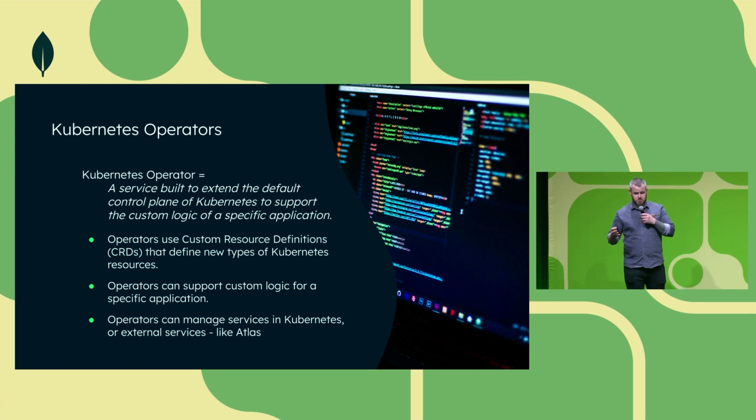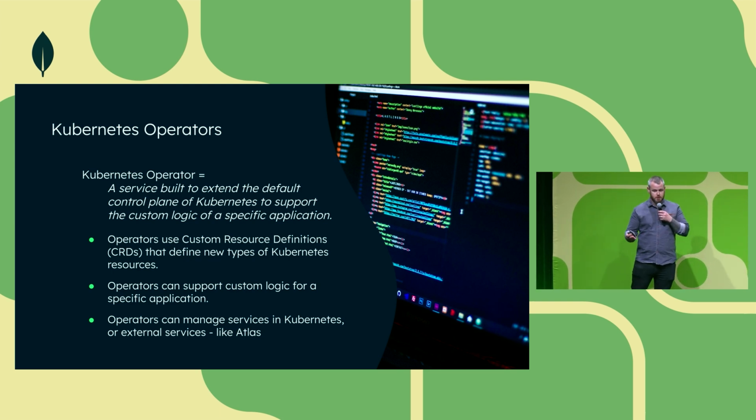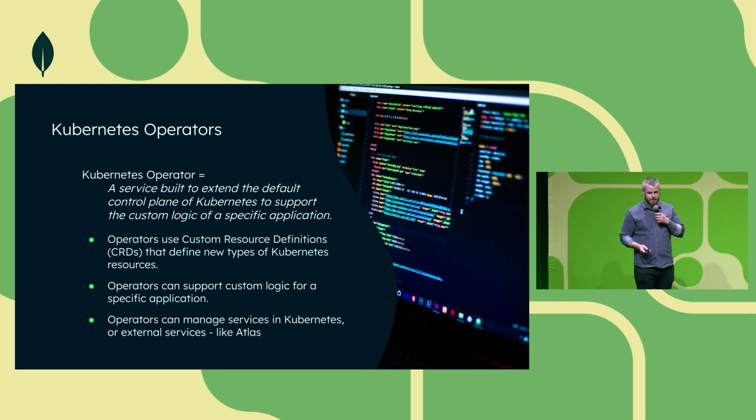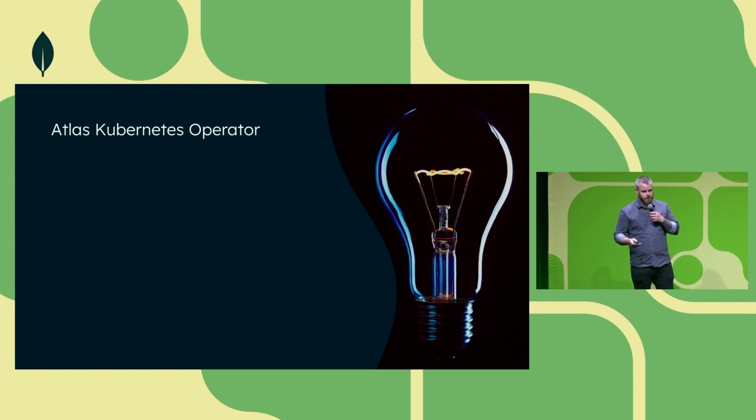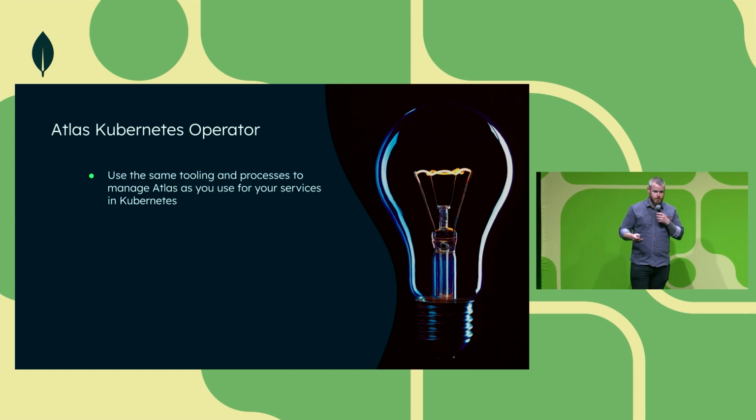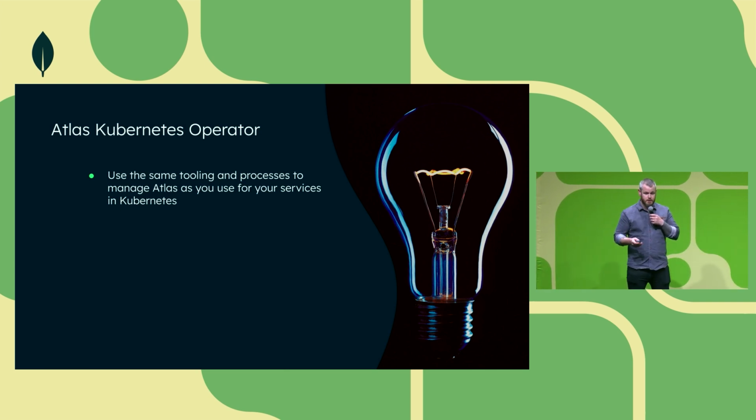Operators can manage services running within Kubernetes, and we have an enterprise operator that does that for our Enterprise Advanced offering, but they can also manage external services. So in this case, we're talking about Atlas. The MongoDB Atlas operator is built to simplify the integration of Atlas into a Kubernetes IDP. The Atlas services themselves run in one of the 3 hyperscalers, but with the operator, you can still leverage declarative configuration in a GitOps workflow to configure Atlas via Kubernetes.